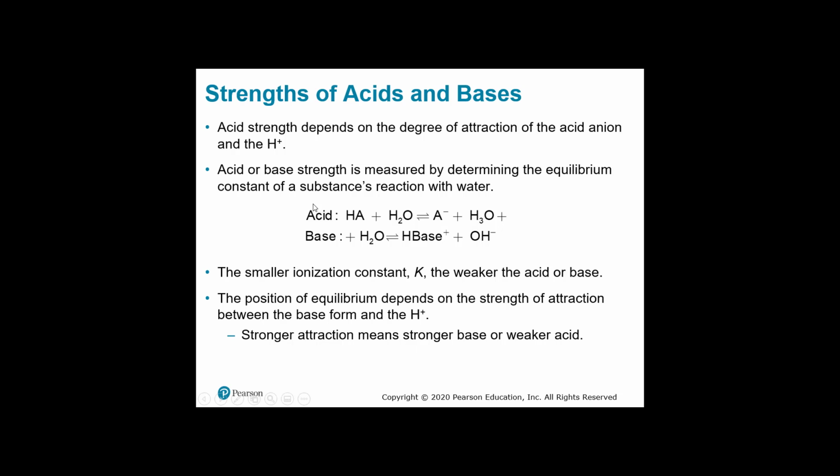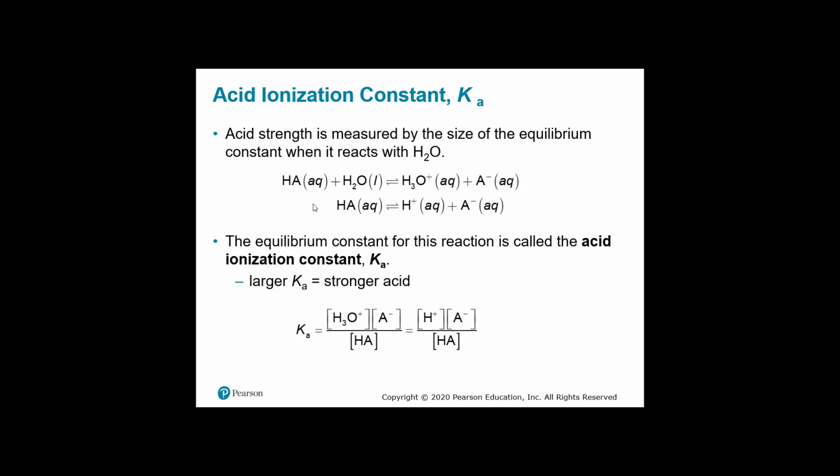So we're going to look at the ionization constant K for the weaker acid or the weaker base. This is going to tell us, based on a value, how weak an acid or base we're dealing with. The position of the equilibrium depends on the strength of that attraction of the base and the proton. So a stronger attraction means a stronger base or a weaker acid.